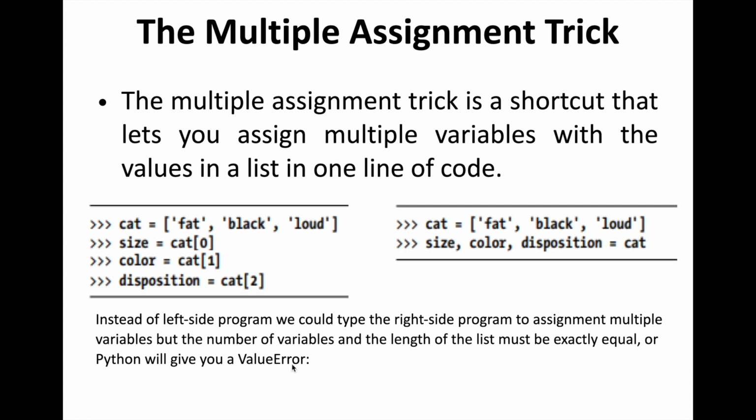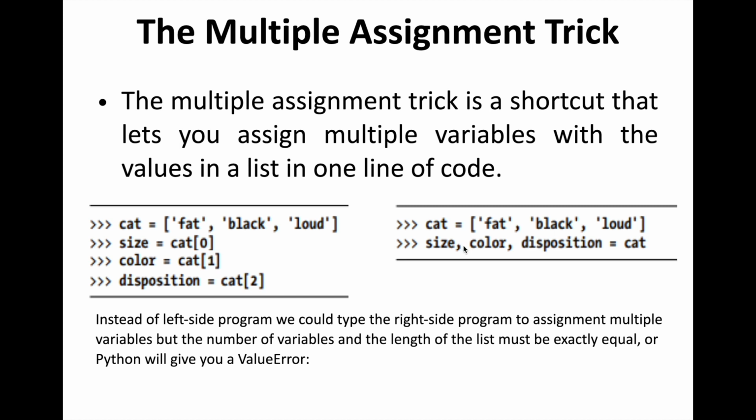The length of the list must be exactly equal to the number of variables. How many variables are there here? 3. What is the length of the list? 3. So the number of variables should be equal to the number of elements in the list. The elements of the list are 3, and the number of variables you are using is also 3. Then only no problem, it will get executed.